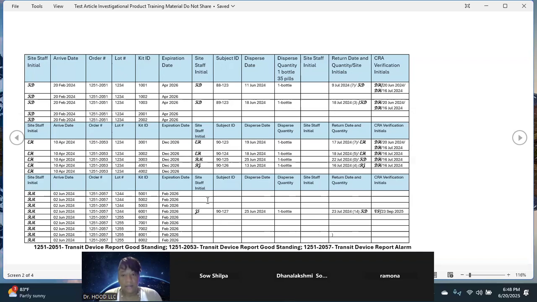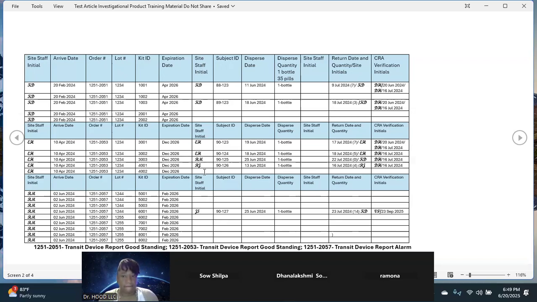And it might relate to something else. We're going to get back to that. Now, looking at the other site staff, is there anybody else that dispensed the drug that should not have?